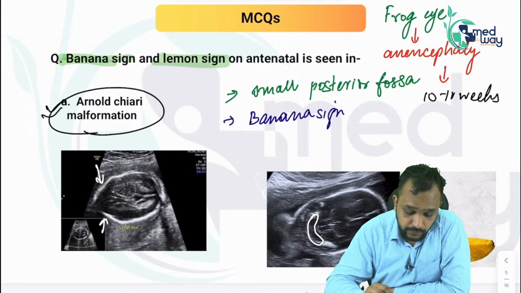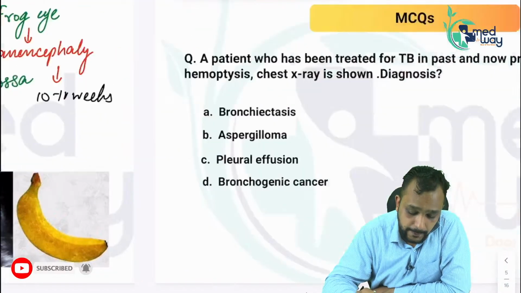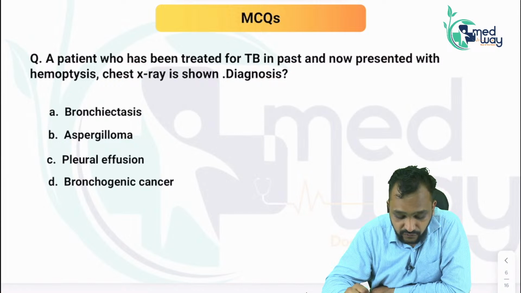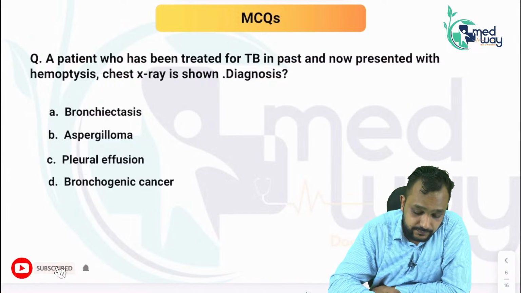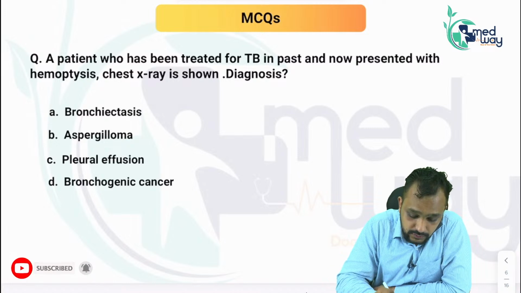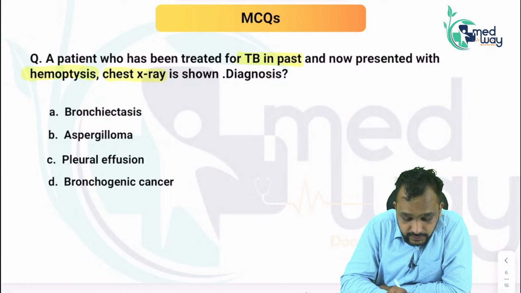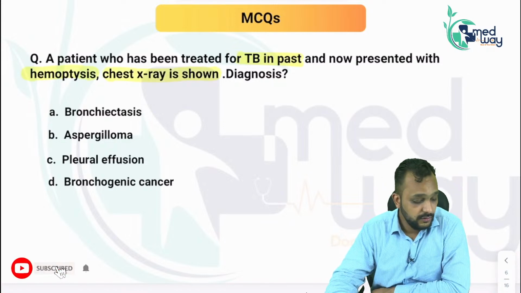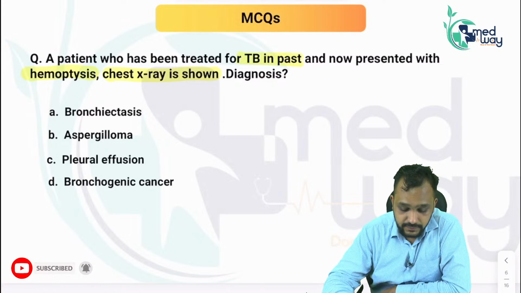So these were important points about these antenatal scans, okay? Lemon sign, banana sign seen in patients with Arnold-Chiari malformation. So a patient who has been treated for tuberculosis in the past, right, now presents with hemoptysis, chest X-ray is shown. So I don't have the chest X-ray with me, but I have the few options.